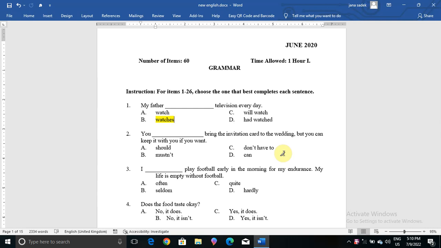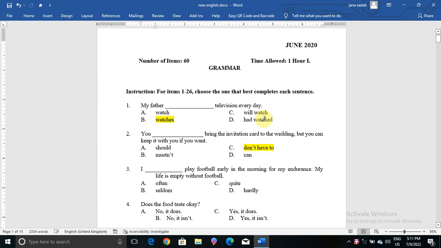Why? Because it says you don't have to. So that means you have the choice to bring it or to not bring it. You don't have to bring the invitation card to the wedding, but you can keep it with you if you want. So the choice is in your hands. Okay, now in question number 2, the correct answer is C, right?